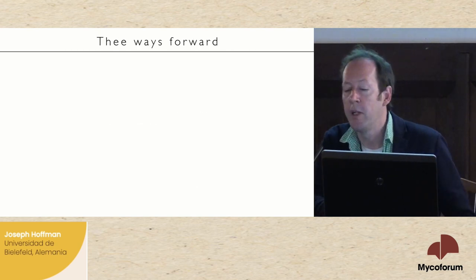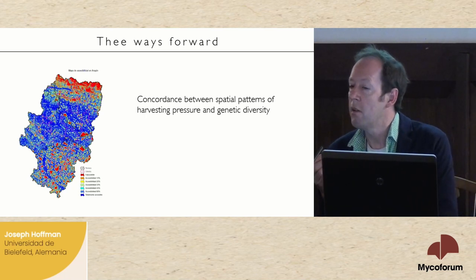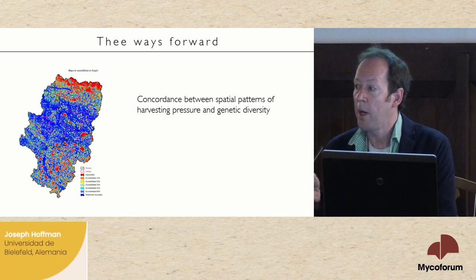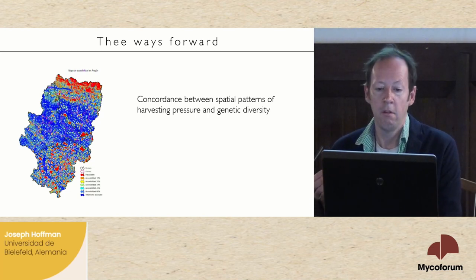Here are some possible ways we could look at this. So the first one would be to look at concordance between spatial patterns of the harvesting pressure and patterns of genetic diversity.